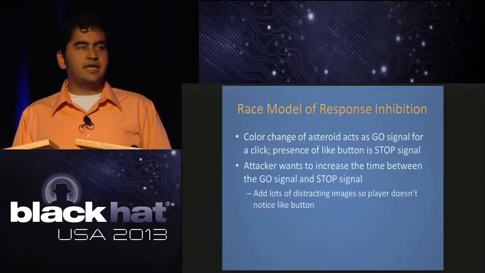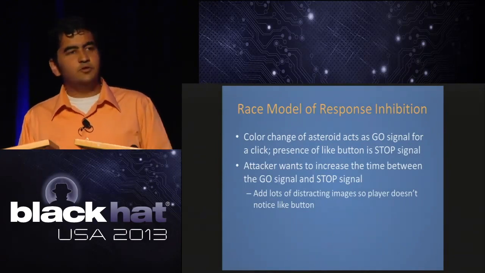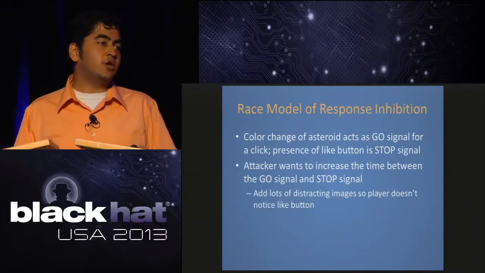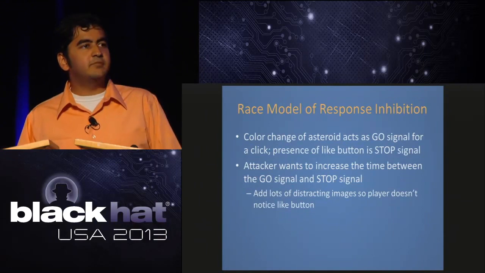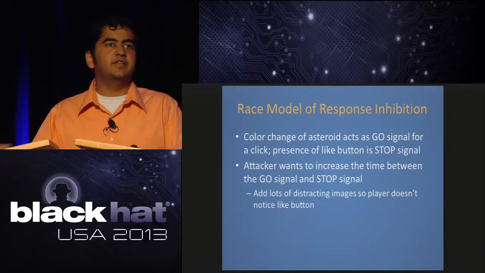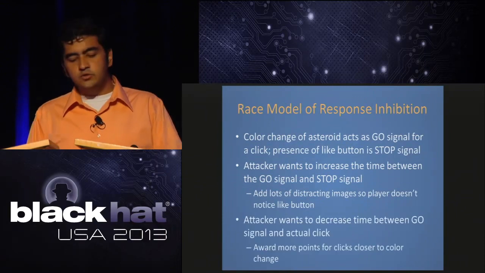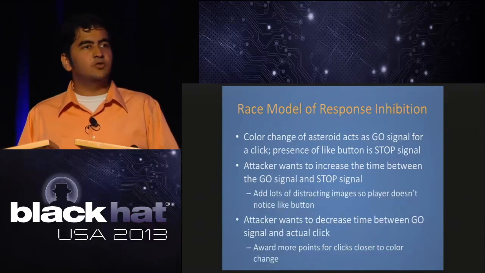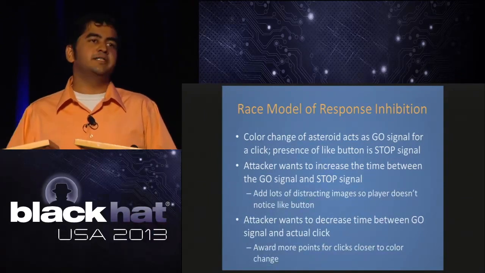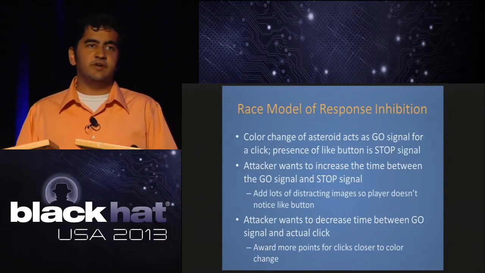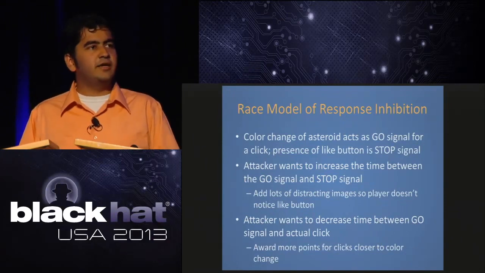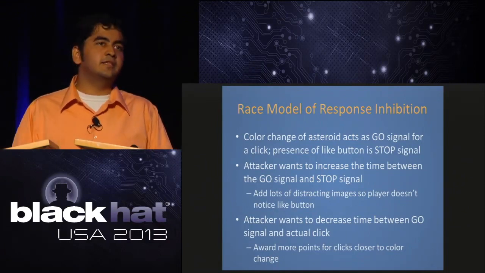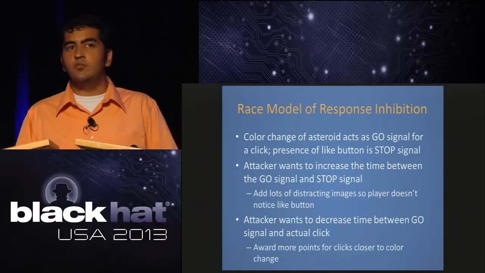An attacker wants to increase the time between the go signal and the stop signal. One way to do that is to add lots of distracting images so that the user does not notice the like button. By the time the stop signal is received, the stop signal being noticing the like button, the go signal has already achieved that click. Another thing the attacker could do is decrease the time between the go signal and the actual click. Train the user to click as soon as he sees the go signal, the color change, and maybe award more points if the user clicks closer to the color change than further away. These sorts of game tricks can help us improve the accuracy of the attack. We haven't actually implemented any of these, but these are some thoughts on how to improve these attacks even more.